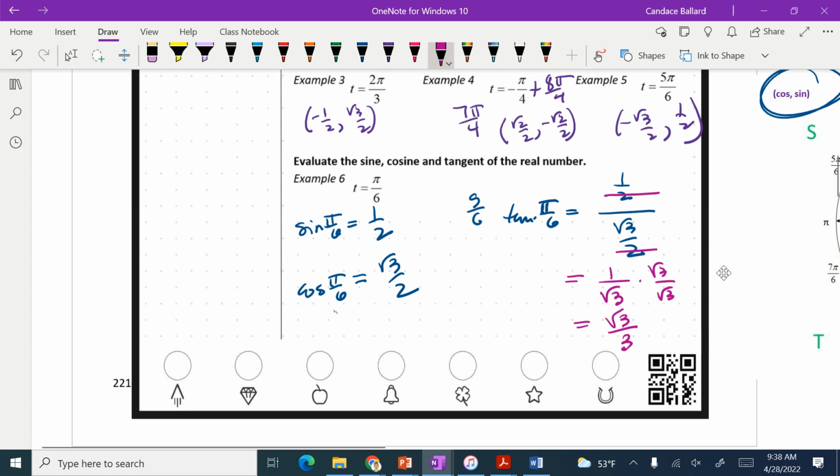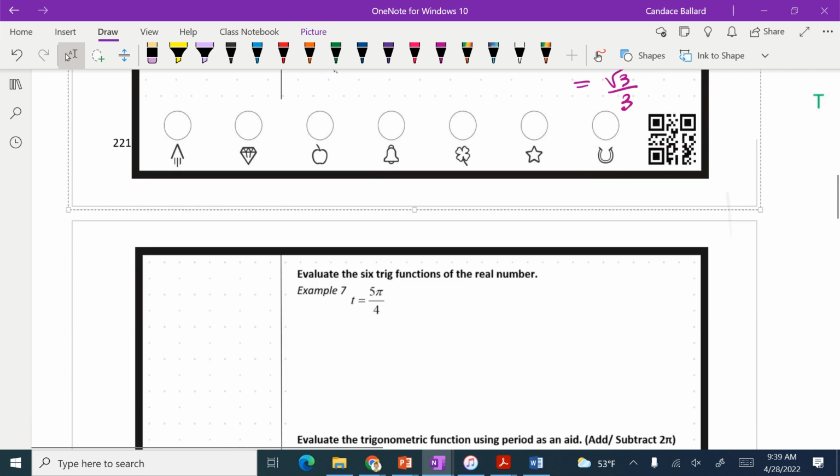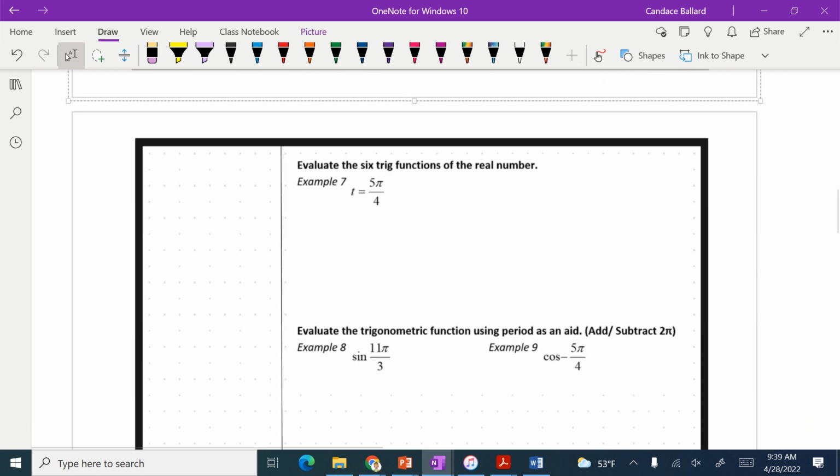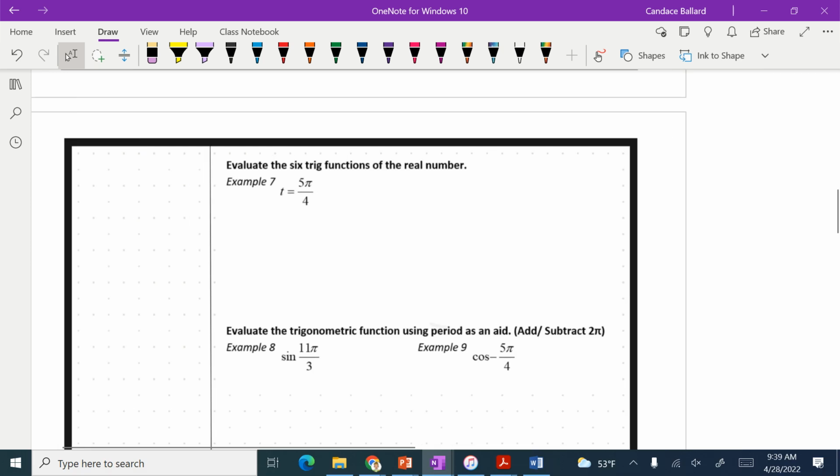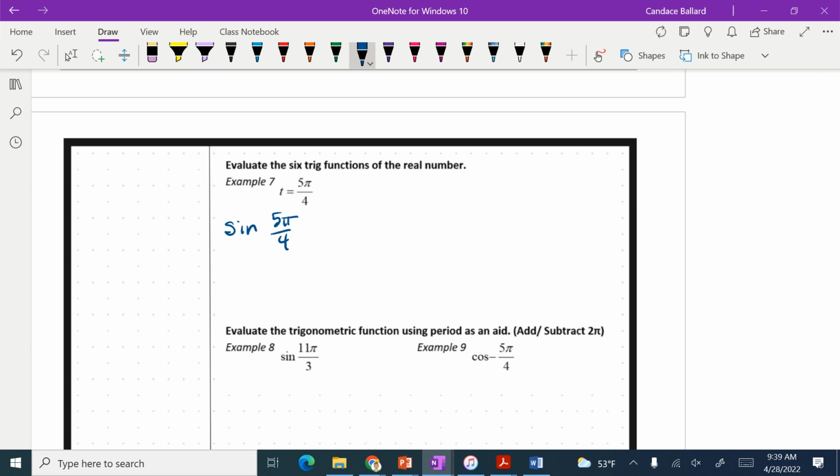All right, we're going to try a few more here together. And, oh yeah, we got time. On example 7, it says now we've got to do all 6. Wasn't that nice of them? So I've got to find all 6 of these things this time. I do like when I'm writing this out to line up my reciprocals. So let's do sine of 5 pi over 4, cosecant of 5 pi over 4. So I'm just going to write out that part of it.